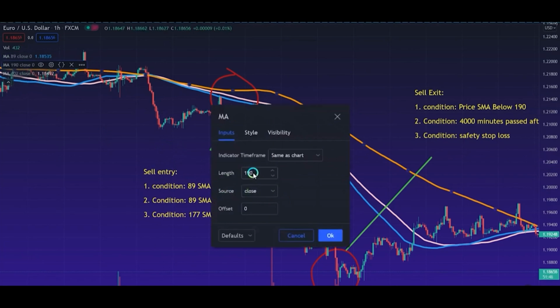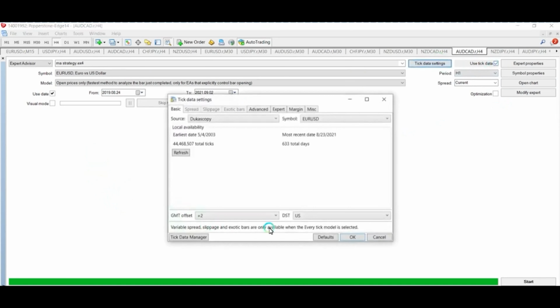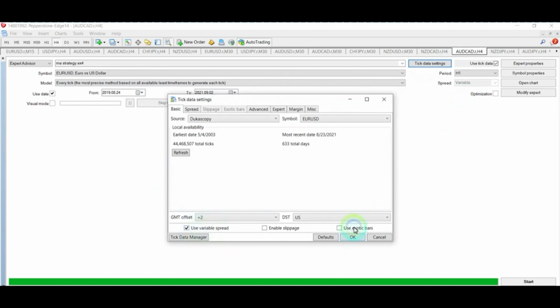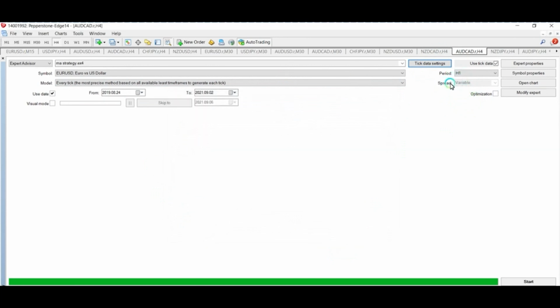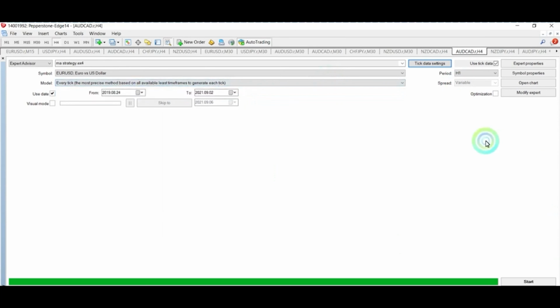Basically our 170. So let's see the part where I show you the real 99.9% tick data results of this strategy and the trades and everything. So we will be using variable spread on every tick data. As you see, it is variable on every tick data. You can see it here, and it is a legitimate test.